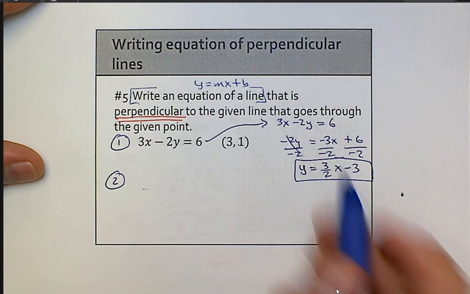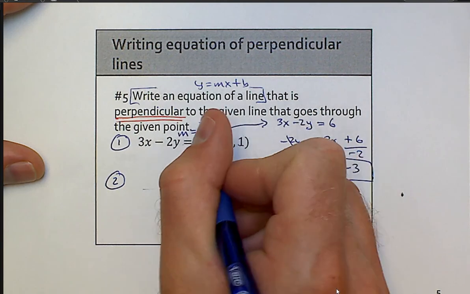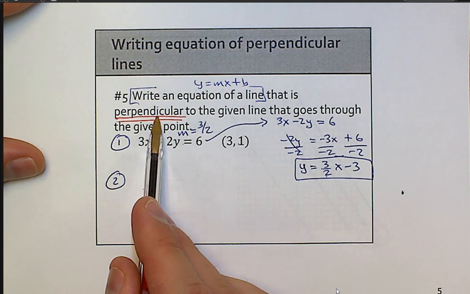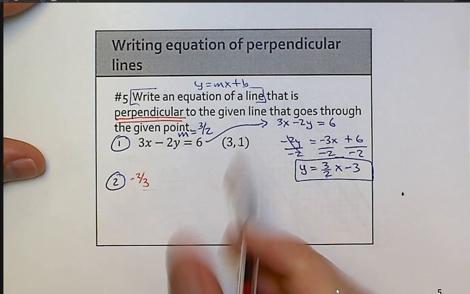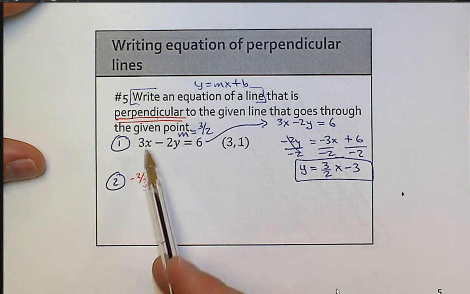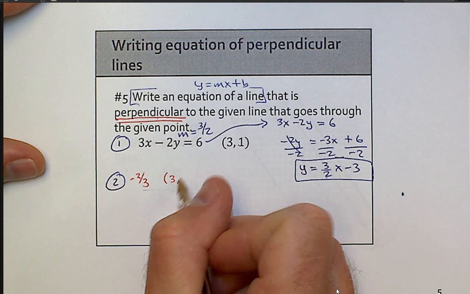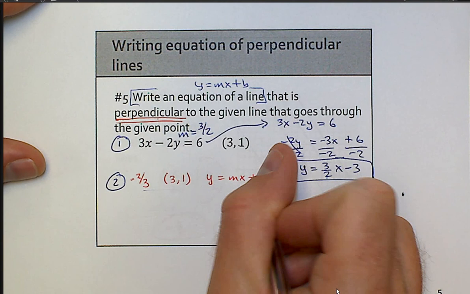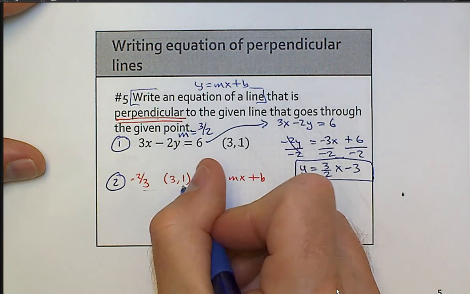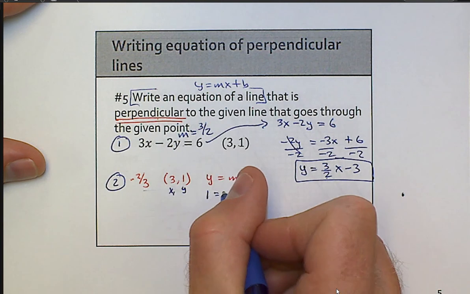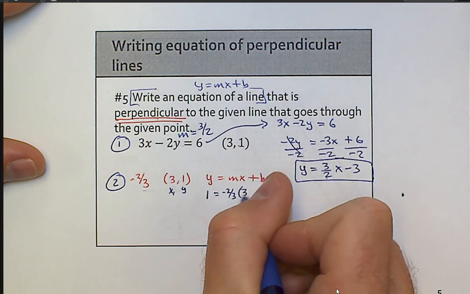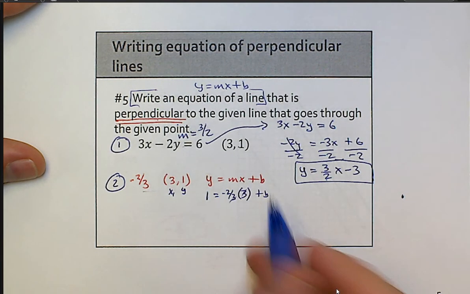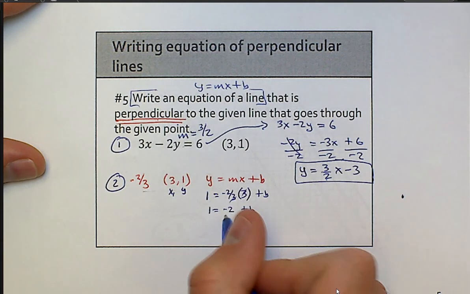So I know the slope for this first line is 3/2. What does the slope of my second line need to be in order to be perpendicular? It has to be -2/3. It has to be the opposite, or negative reciprocal, of line 1. And just like before, now that I have my slope and my point, I'm going to use y equals mx plus b and just use substitution. My y value is 1. My slope is -2/3. My x is 3. Again, I'm getting my x and y from the point, plus b. So my 3's would cancel out. I would get 1 equals -2 plus b. I would add 2, and I get 3.